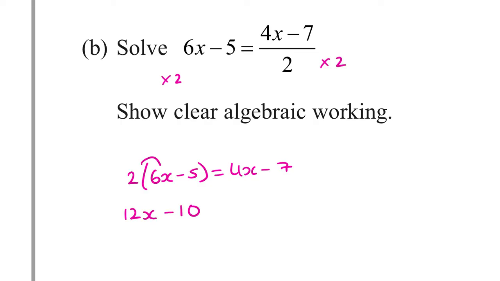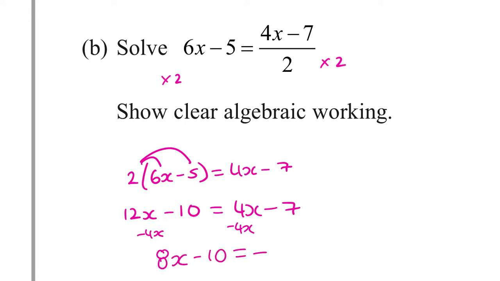12x minus 10. Okay, do you have to do it the same way as me? Absolutely not. As long as we get the same answer, it's okay. It's mathematical manipulation. I'm going to take away 4x from both sides. 8x minus 10 equals negative 7.